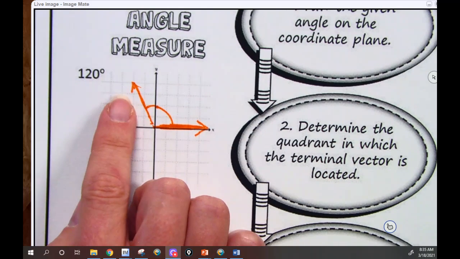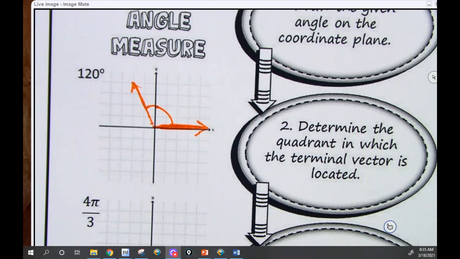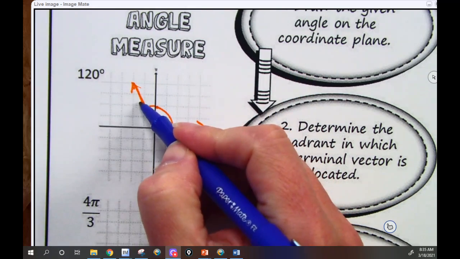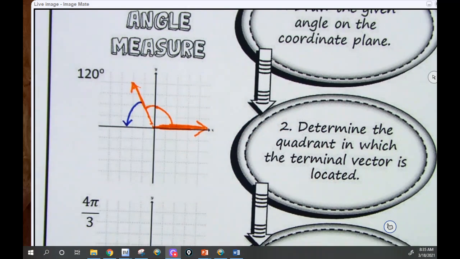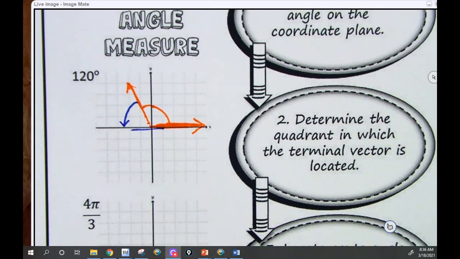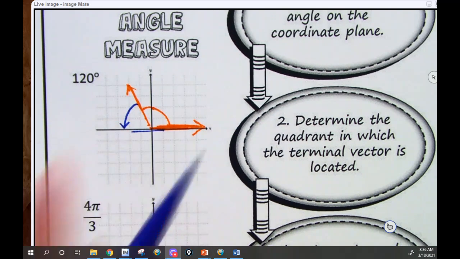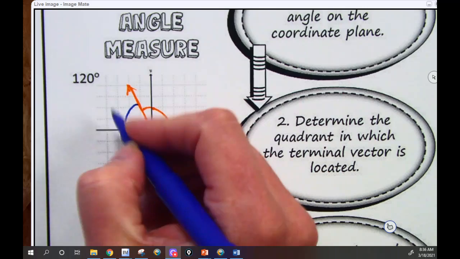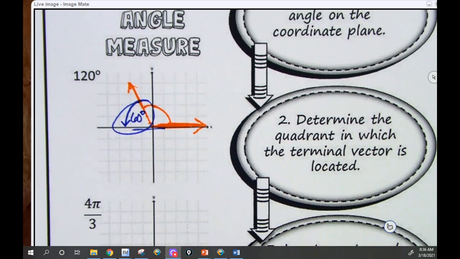Now, I look at my terminal vector, and what I want to do is, what is the shortest way to get to the x-axis? If I were to swing it, it's definitely right there. Isn't that the shortest way to get to the x-axis? Now what I want to know is, how many degrees is that from the terminal vector to the x-axis? I know straight line is what? Straight line is 180. So if I'm already 120, how much more did I need? 60. 60 degrees is my reference angle.